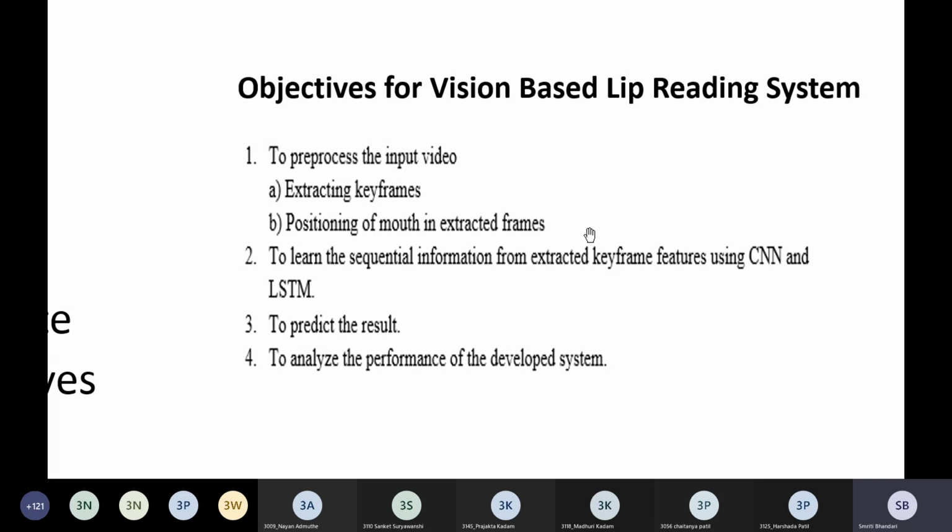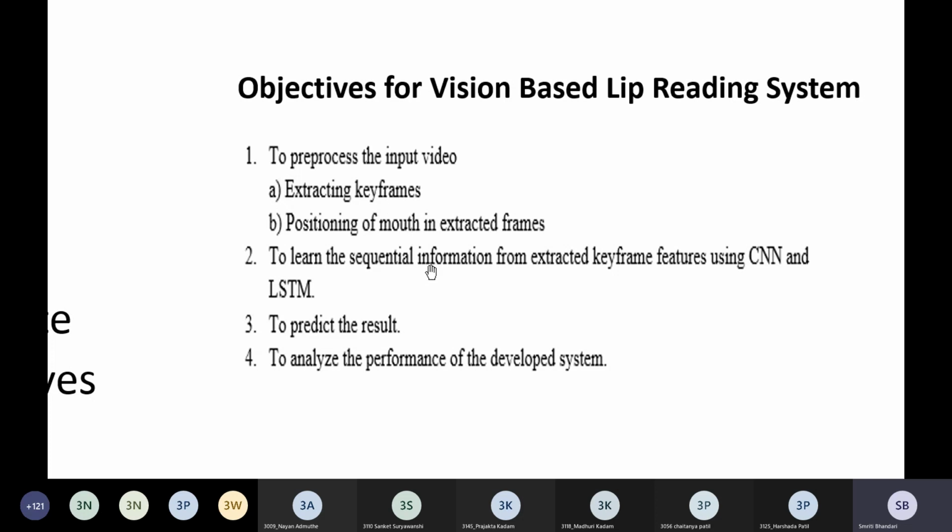So this is how you should write the objectives. Every objective is actually related with some technical process that you are going to follow to achieve it, right? These are measurable.